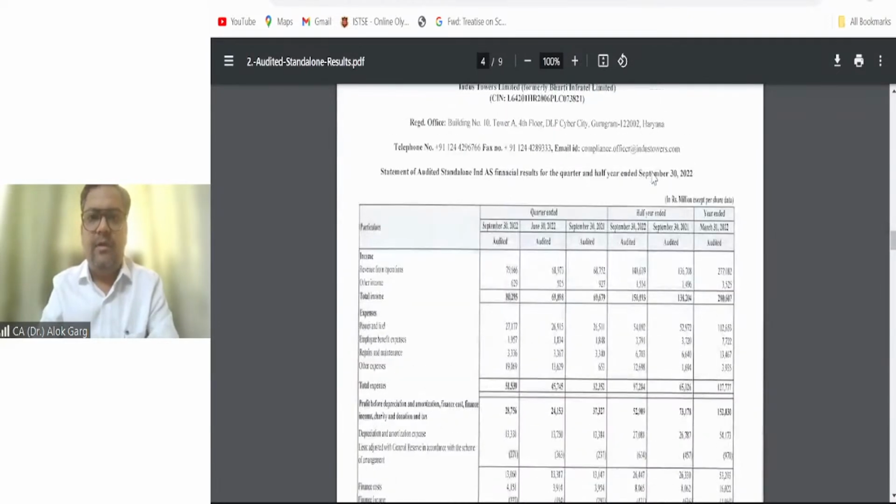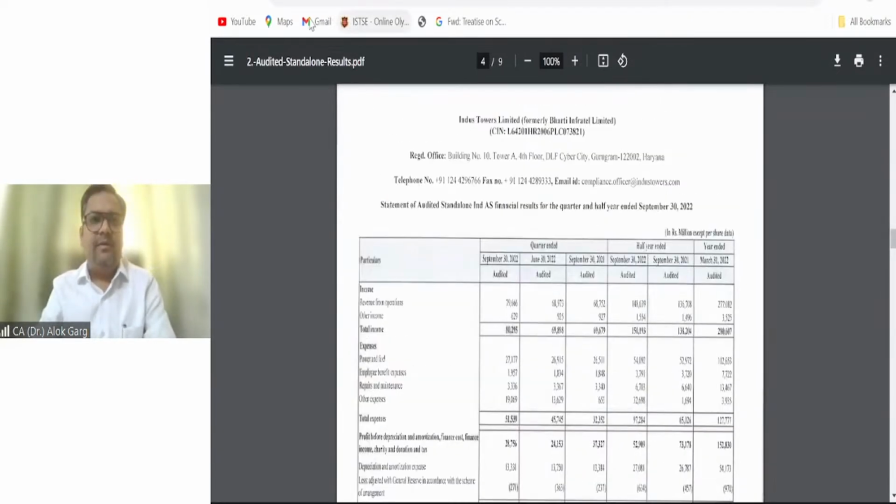Okay. So you can see that in these results, these are the statement of audited standalone Ind AS financial results for the quarter and half year ended this date, right? So they have given the quarter ended and half year ended results. Okay. And this is the P&L kind of a format. This is a P&L format.